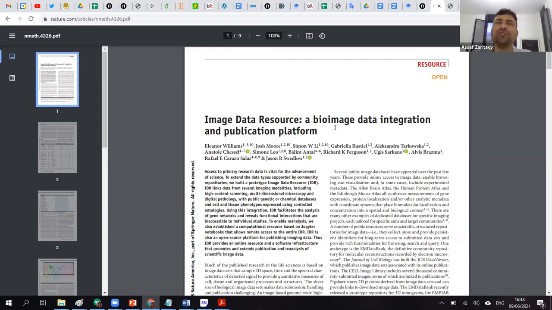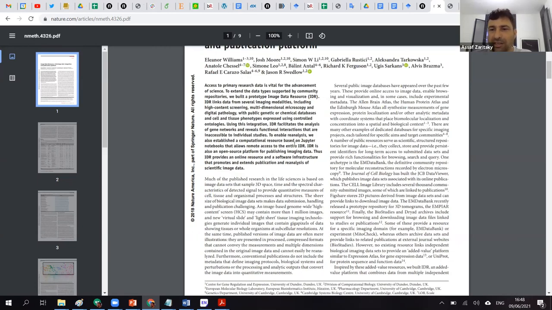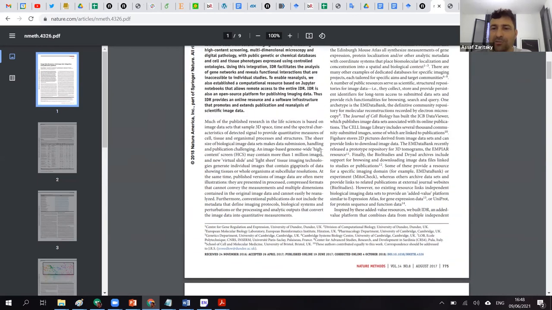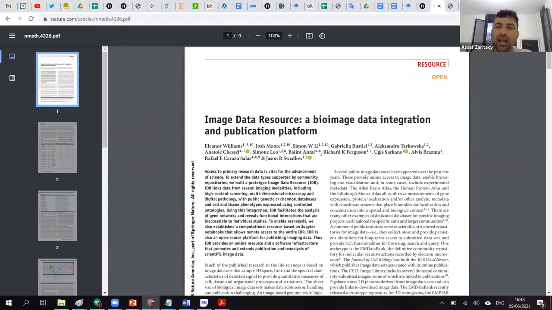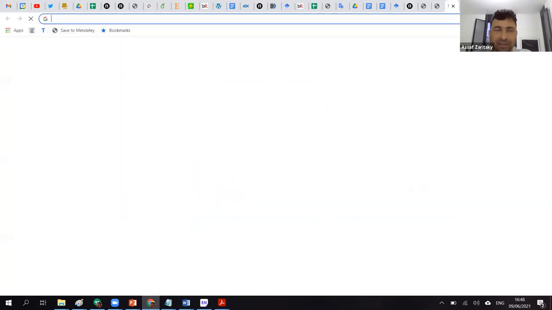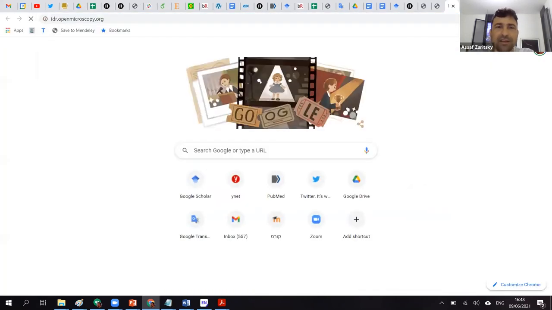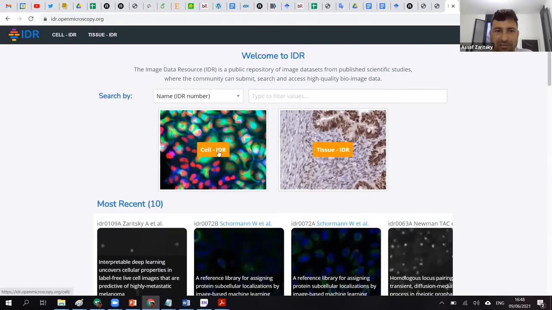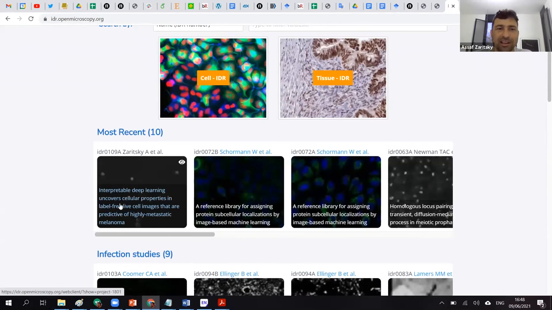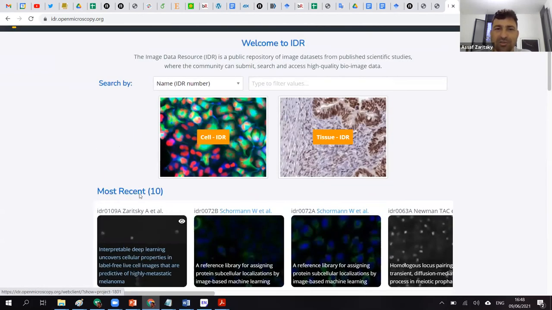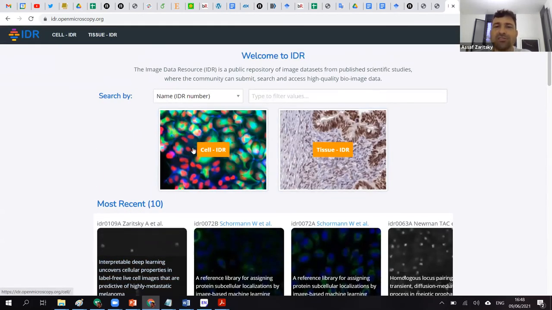Maybe the first, and the first systematic resource for imaging data, though there were a few before it, is called the Image Data Resource. You can see the paper was published in the later parts of 2017. They have a nice website, and I can actually open that. I just posted my data there, so let's see, here is my data: Interpretable deep learning and cell-cover solar properties, Zaritsky et al. This is the last paper that I published. You have tissue IDR, the image data resource, and cell IDR, which is the cell data resource.